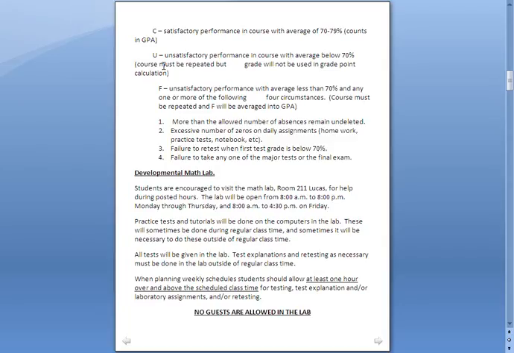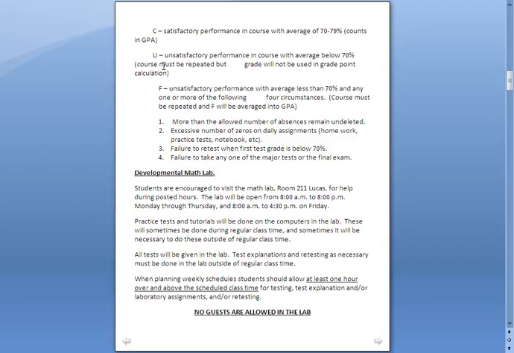Now, a U does not count against you. It does not count against your GPA. But if you get an F in this particular course, then that grade is going to count against you. So you don't want to be in that category.